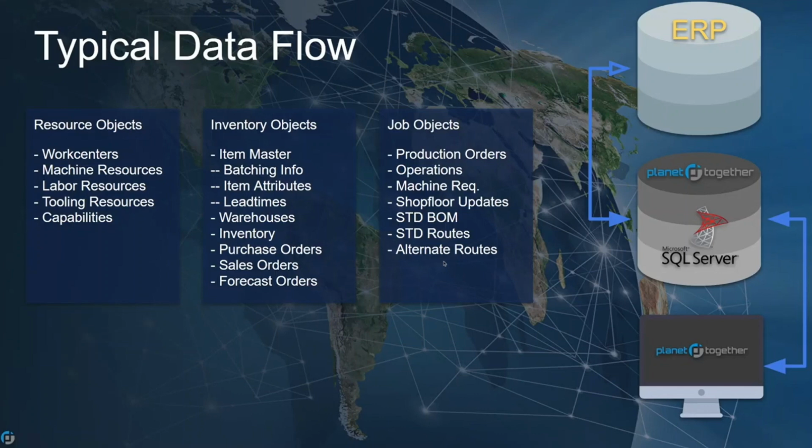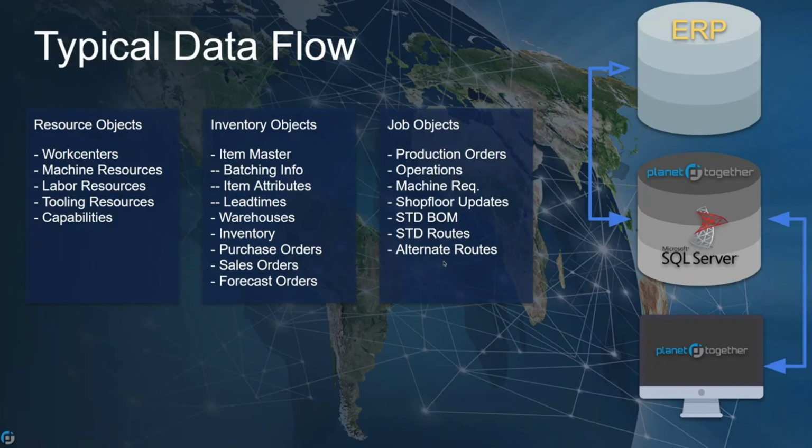You've got your inventory objects, like what are your lead times or any attributes on items, the color or the tools they use, that sort of thing, where they're stored, what their on-hand inventory levels are at this point in time, and what are the supply and demand of those? What are the purchase orders that are coming in? What are the sales orders that you have? And even what are the forecasts that you have against those items?